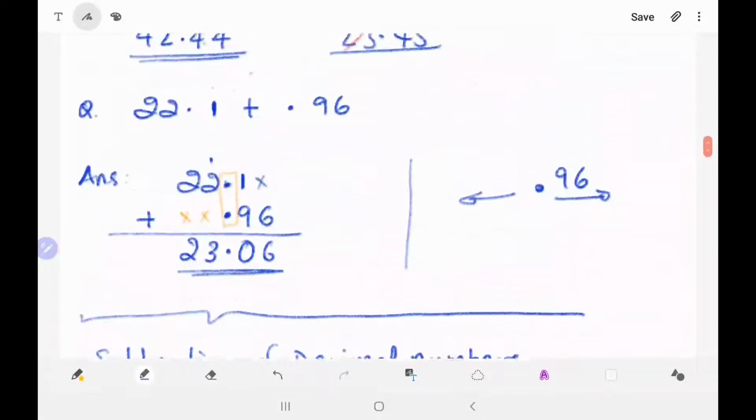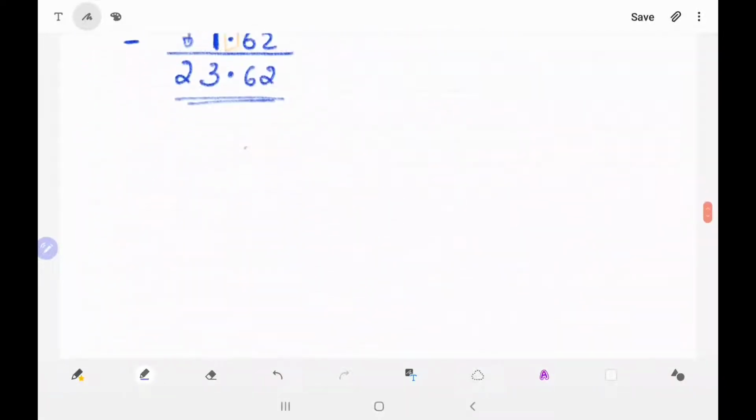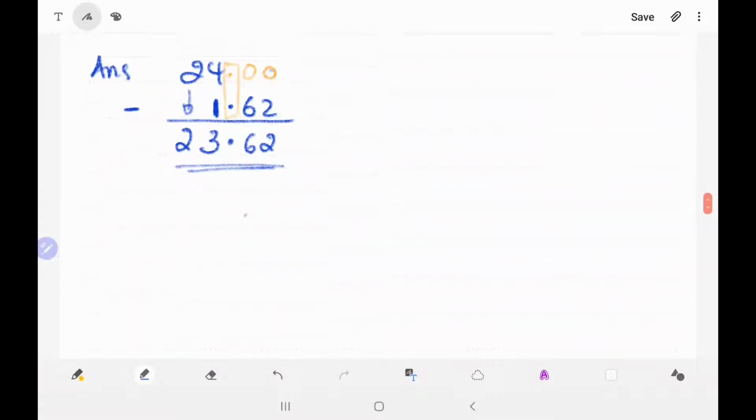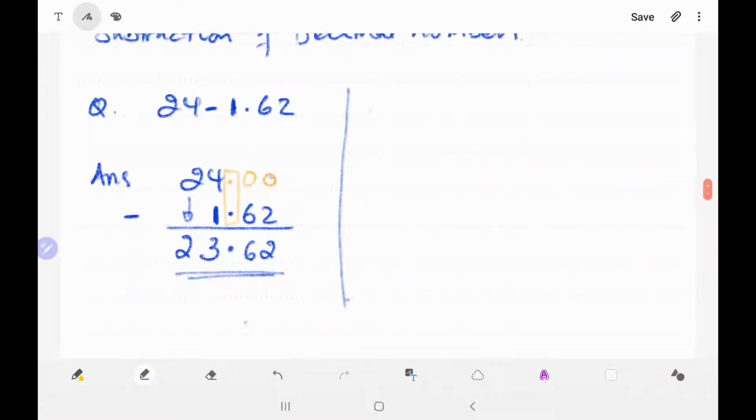Okay, so another question. Maybe we could do a question on this side. Question, let's say .962 minus 1.62. Okay, I'm just plugging in any number from my head. Answer, here we start with .962, and for the bottom minus, of course there's a dot and 1.